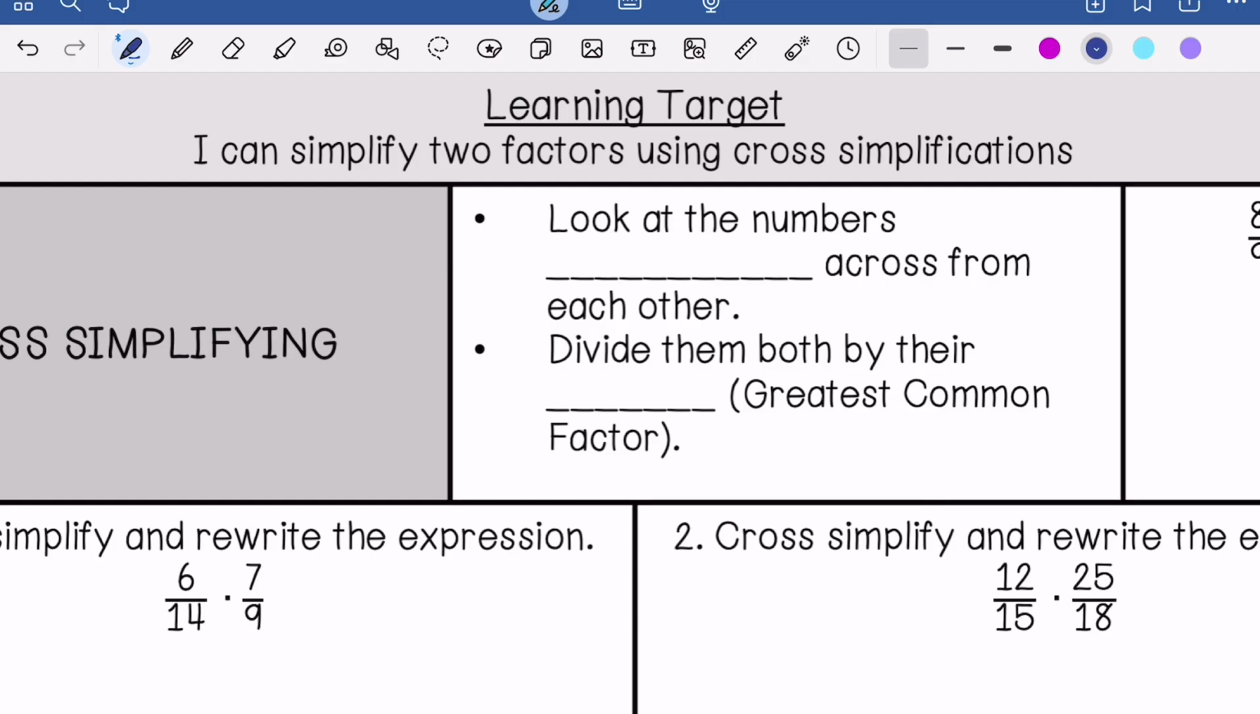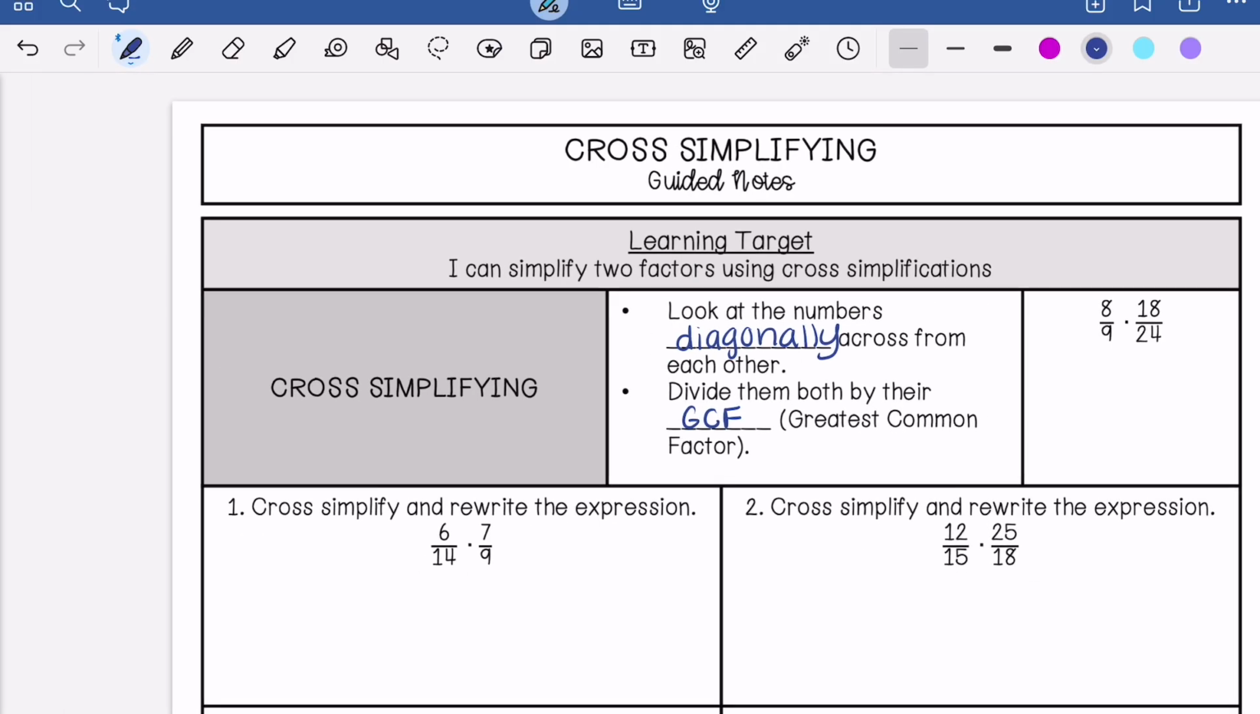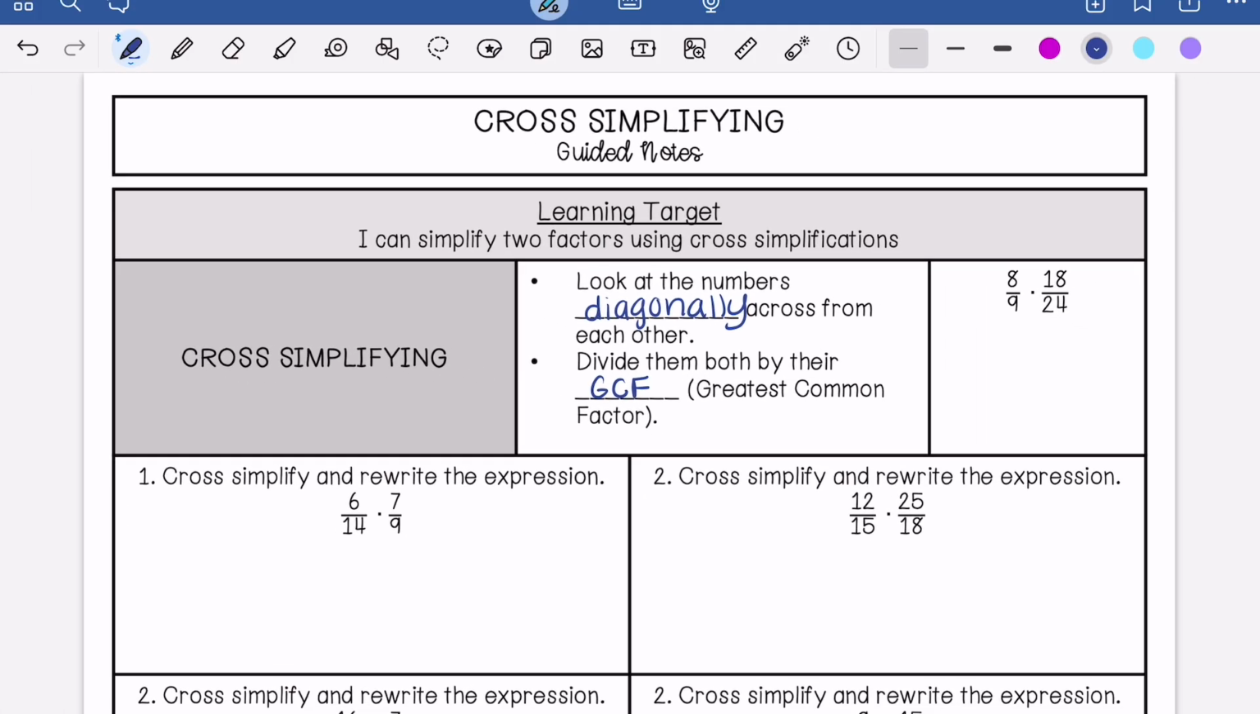So when we are cross simplifying, we are looking at the numbers diagonally from each other and divide them both by their greatest common factor. That's the biggest number they both can be divided by. So in these notes, we are just going to cross simplify and then rewrite the expression.